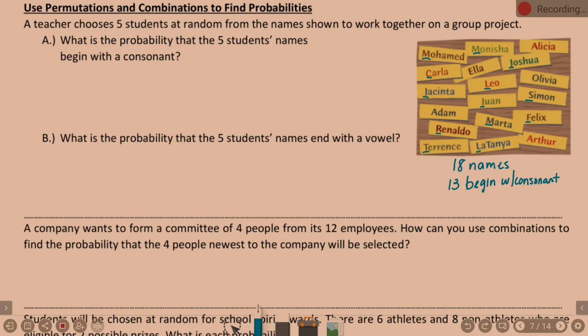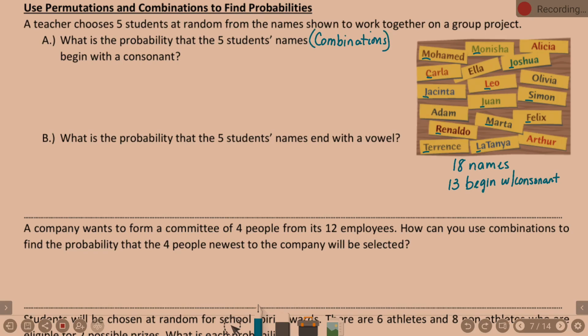So, with that in mind, the teacher chooses 5 names at random to work on a group project. Let's talk. Does order matter? No. Correct. Order does not matter. So when we work on this problem, we're going to talk about it in terms of combinations.